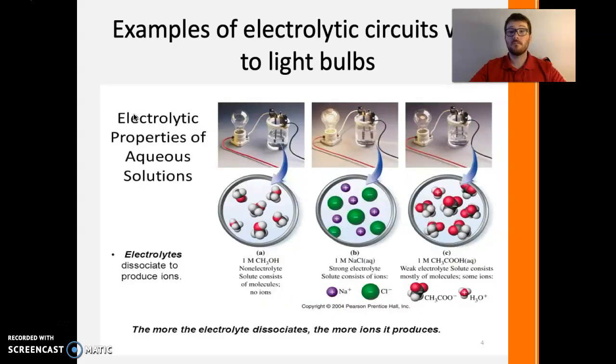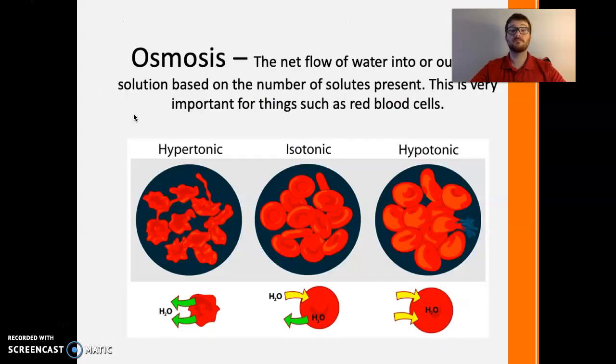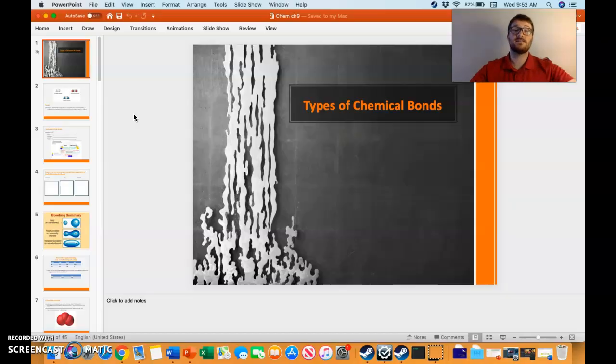We ended up talking about electrolytes, how things that dissolve to produce ions also produce electrical properties, osmosis, where there's a net flow of water into something, and mixtures and a couple odds and ends there. And that's just about all of chapters 9 and 12.